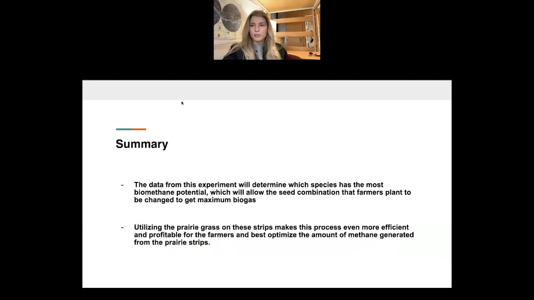So for future applications for this project, the data from this experiment has determined which species has the most biomethane potential. This information will influence how seed combinations for prairie strips will be made for farmers to plant, which will allow for maximum biogas production when harvested. Utilizing the prairie grass on these strips makes this process even more efficient and profitable for the farmers and best optimize the amount of methane generated from the prairie strips.